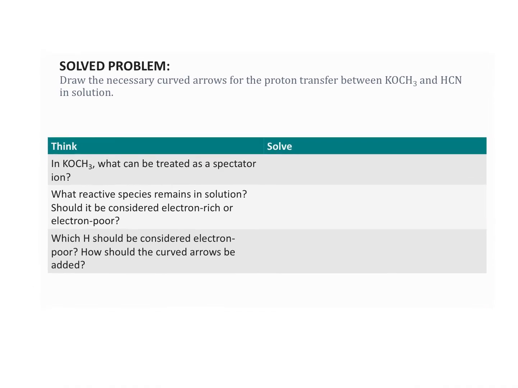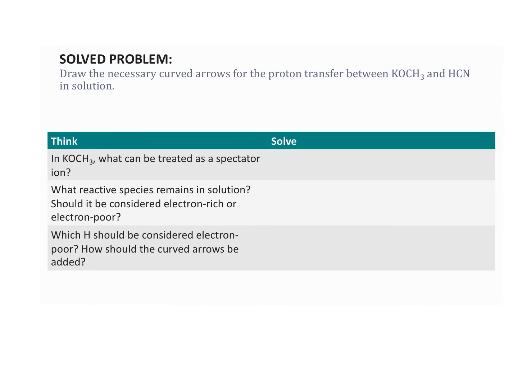So let's look at an example. Draw the necessary curved arrows for the proton transfer between KOCH3 and HCN in solution. Here are some questions that you need to ask yourself. In KOCH3, what can be treated as a spectator ion? Generally, any group 1 metals can be treated as a spectator ion. This would be like sodium or potassium.